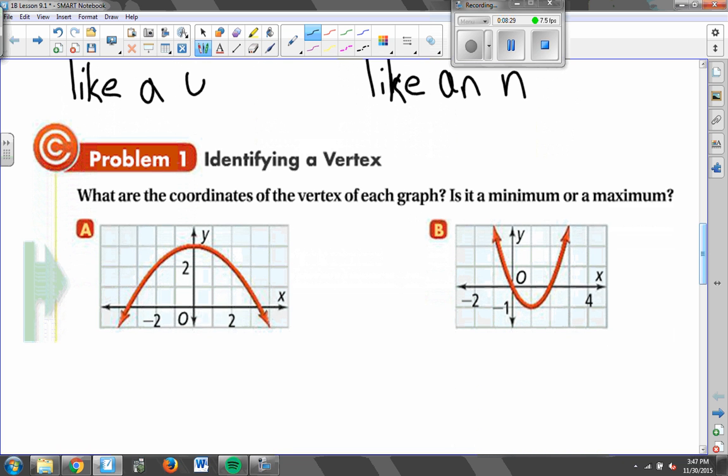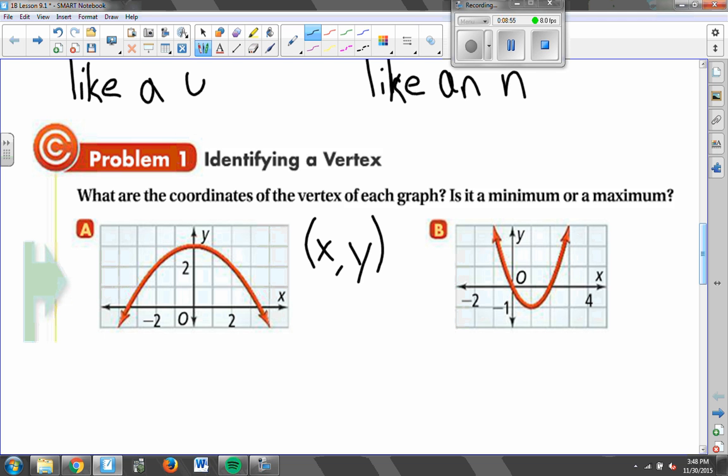The type of problem you'll see in your homework is relatively simple. They're just asking you to find what are the coordinates of the vertex of each graph, and is it a minimum or a maximum? Okay. Now, coordinates means something that looks like this. An x number and a y number in parentheses with a comma. An x tells you how far left and right you have to go. Y tells you how far up and down you need to go.